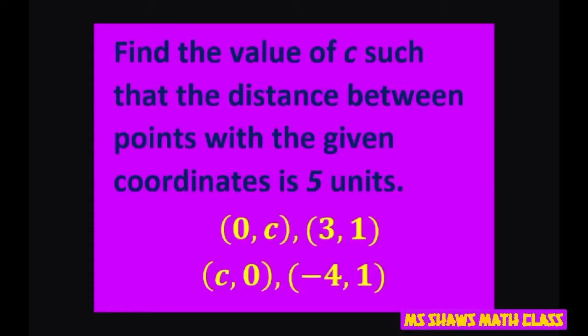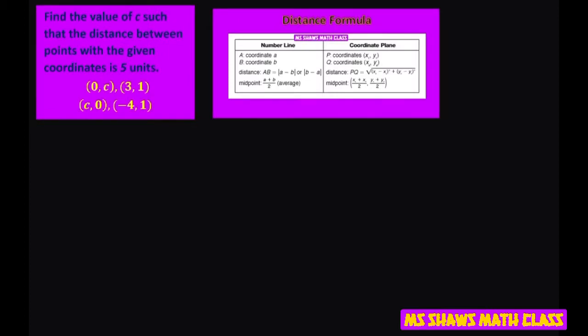Hi everyone, we're going to find the value of c such that the distance between points with the given coordinates is 5 units. So we'll get started. We have two separate problems here, so I'm doing the first problem. Let P equal (0, c) and Q equal (3, 1).